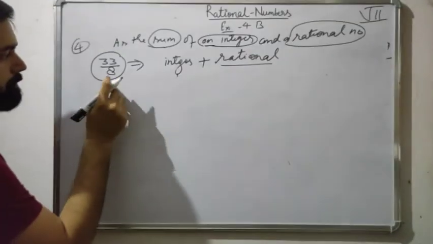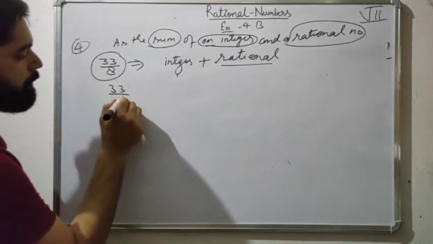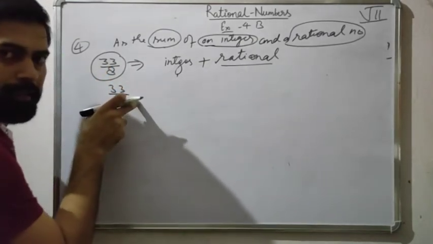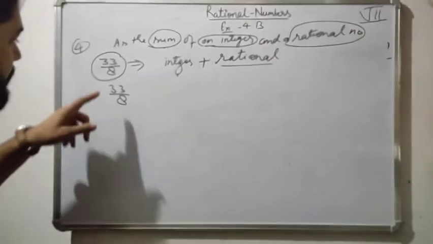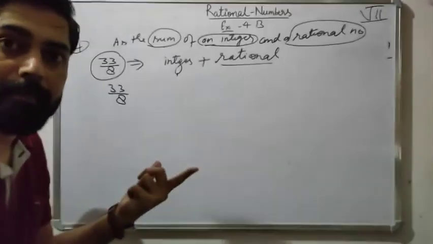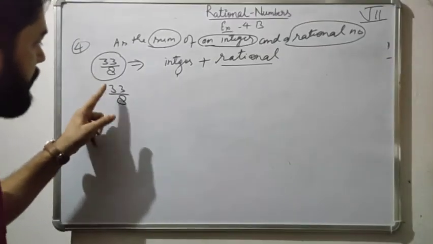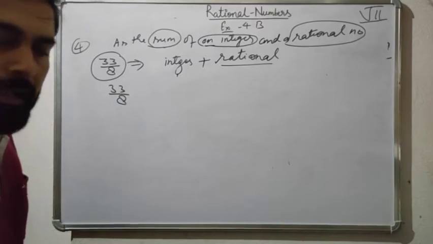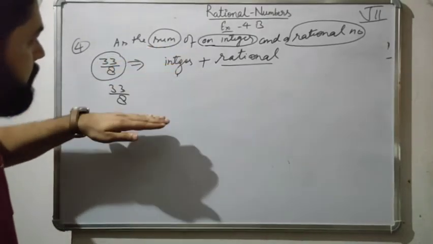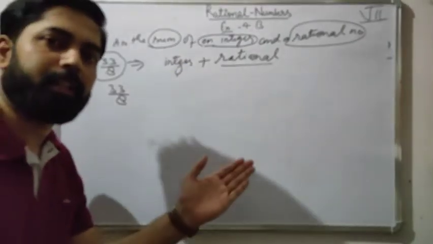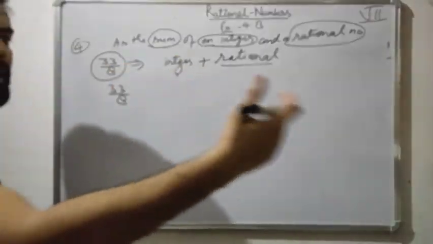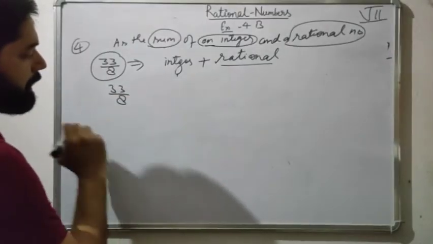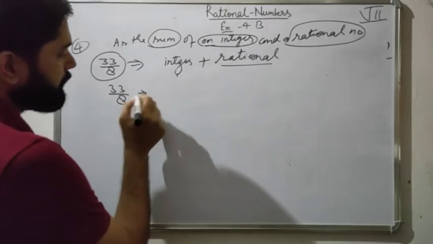So look here. What is given here? 33 upon 8. Firstly, you see this number 33 upon 8. Which type of fraction is this? This is an improper fraction. So firstly, you can also say it is a rational number, because a fraction is also written as a rational number. So 33 upon 8, firstly we convert it into a mixed fraction.